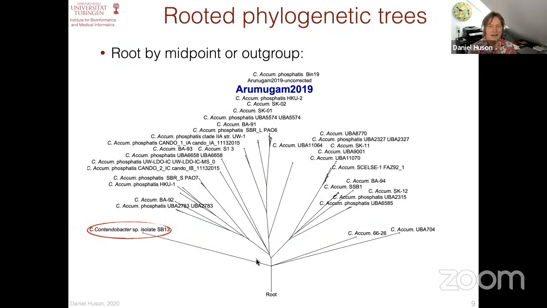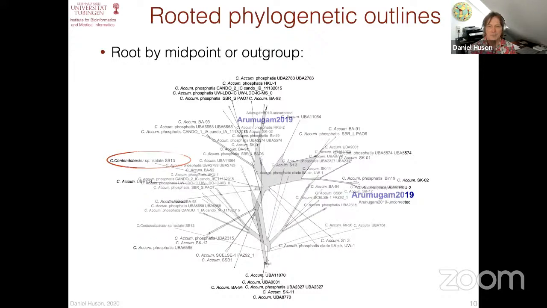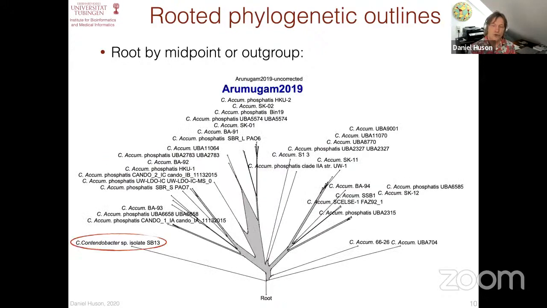And you can do the same with these outlines. So here's a phylogenetic outline for the same data. Here's our outgroup again. And so we've implemented algorithms that allow you to root your outline by outgroup or by midpoint rooting.